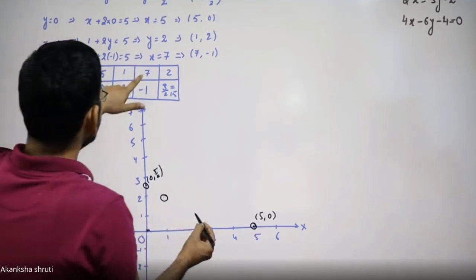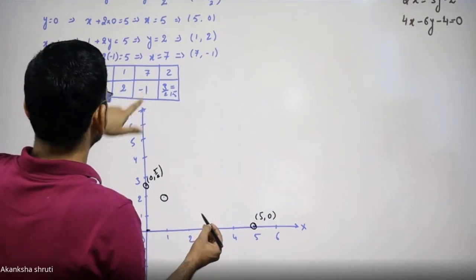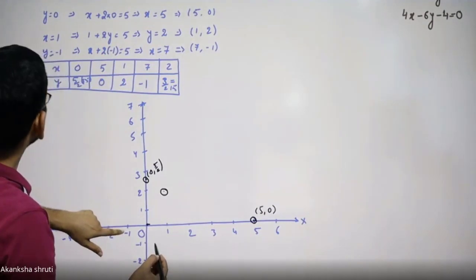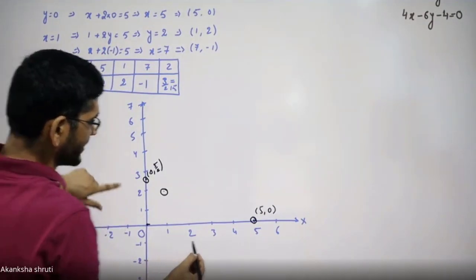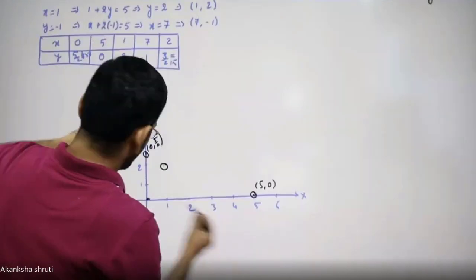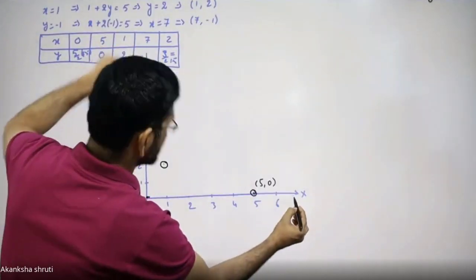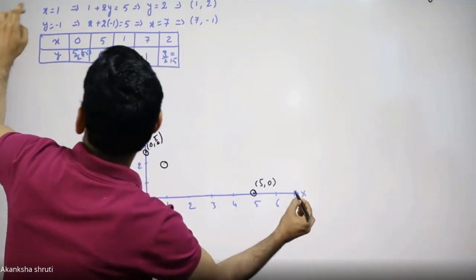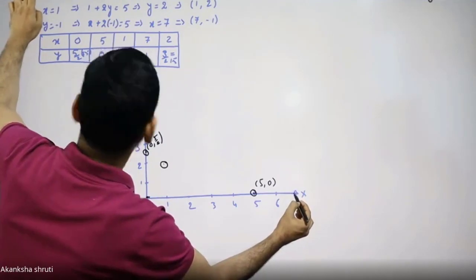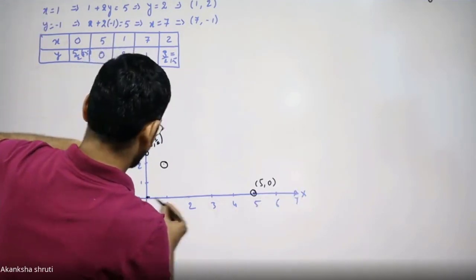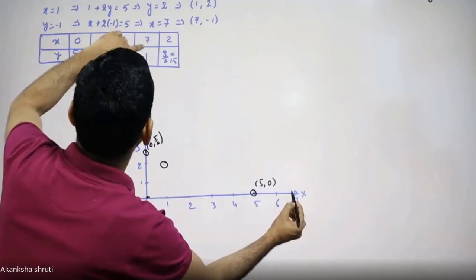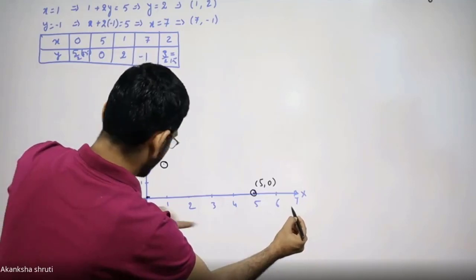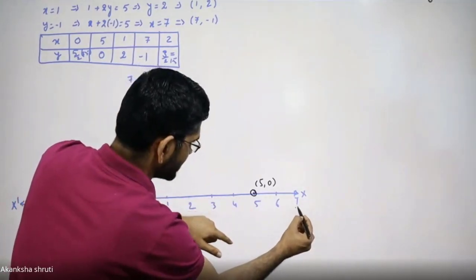Let us take the other one. x is 7, y is -1. So here we are observing x is positive 7 and y is negative. So we need to go along the positive x up to 7 units. Let me mark this point as 7, and y as -1. Means on the x-axis I have moved 7 units, and on the y-axis we have to move downward. How much? 1 unit.